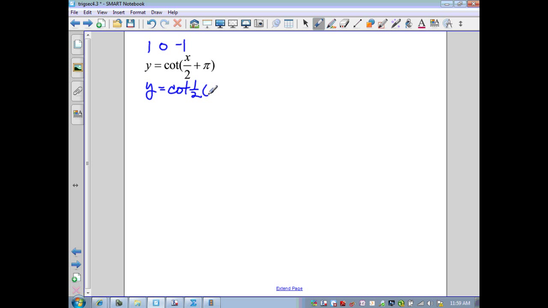And when I do that, that will leave me inside the parentheses x plus 2 pi. I can verify this by distributing back through. 1/2 times x is x over 2, and 1/2 times 2 pi is going to give me pi. Now I continue with the period, which is still going to be pi over b. And here my b is the value inside the function, which is a half. So pi over 1 over 2, which equals pi divided by 1 over 2. Invert and multiply gives me 2 pi.